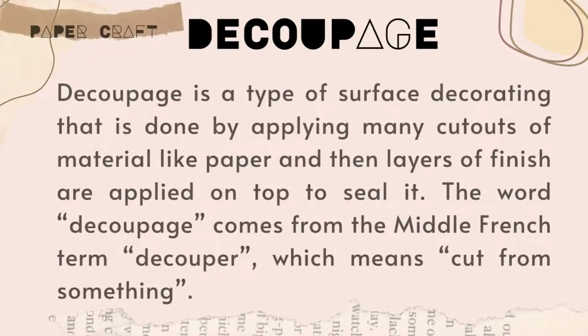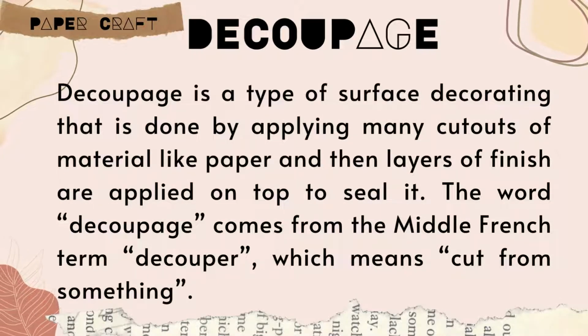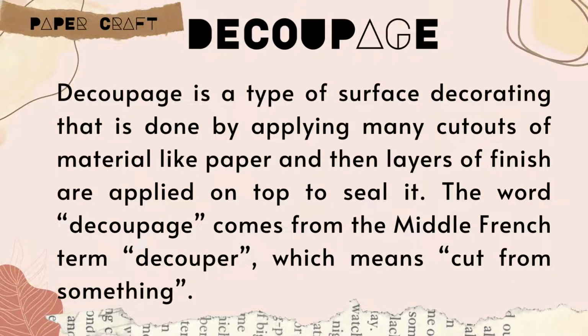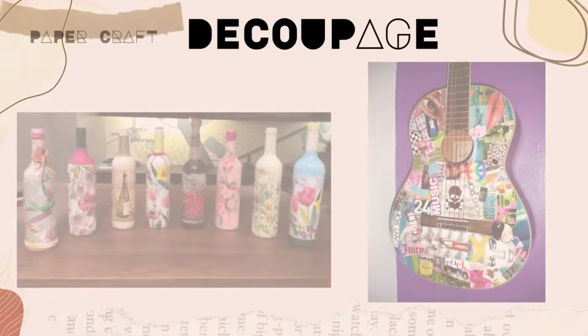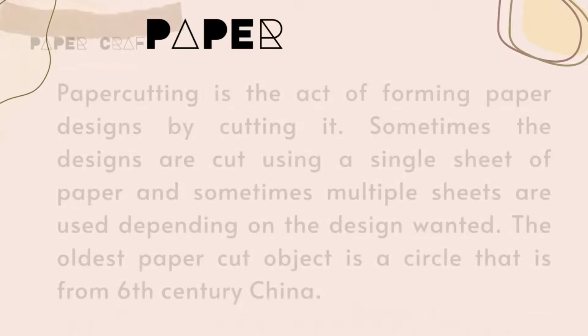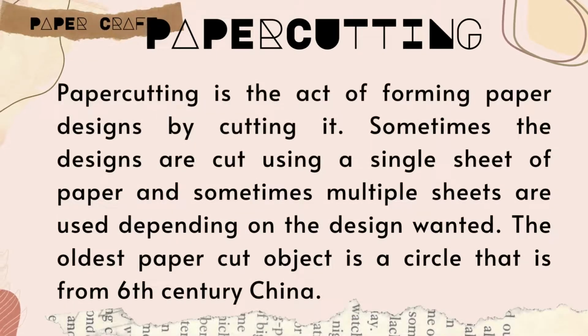The third one is the decoupage. Decoupage is a type of surface decorating that is done by applying many cutouts of materials like paper and then layers of finish are applied on top of it. The word decoupage comes from the Middle French word meaning to cut from something. Here are the samples of decoupage.